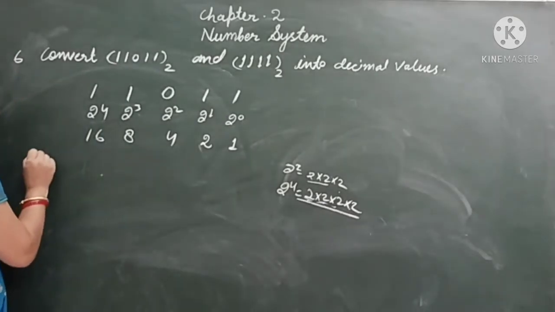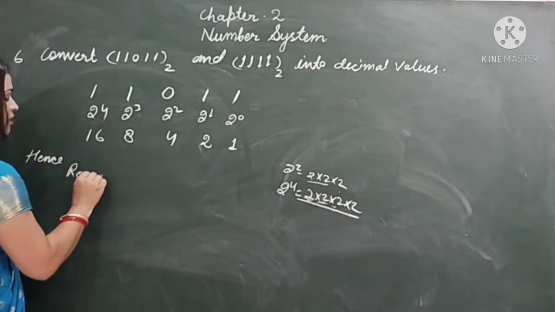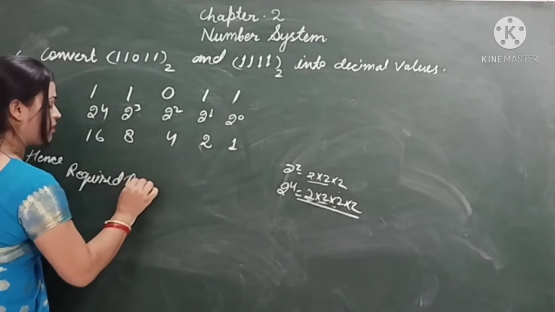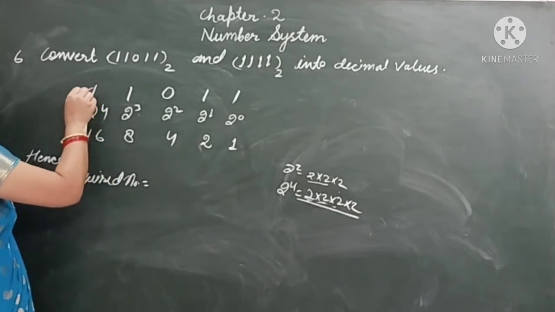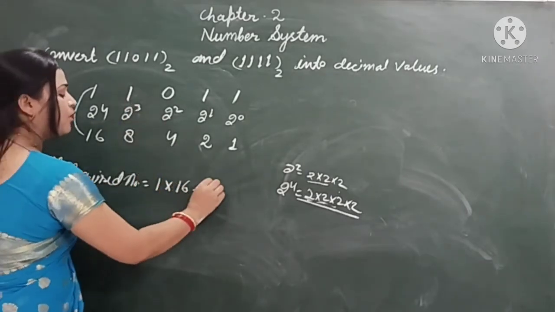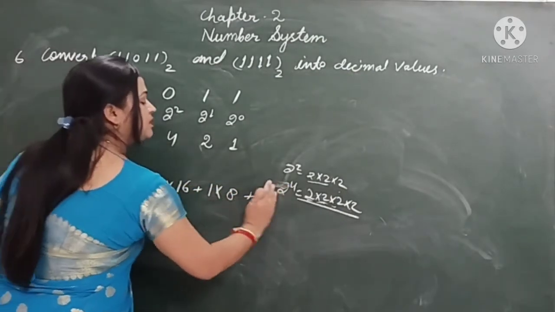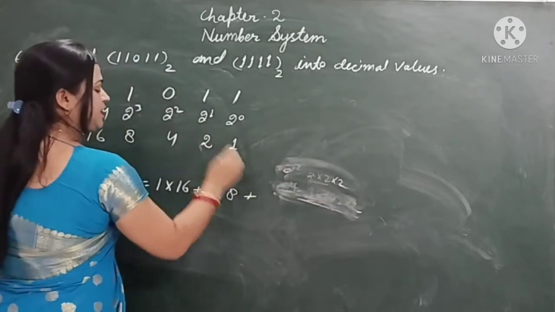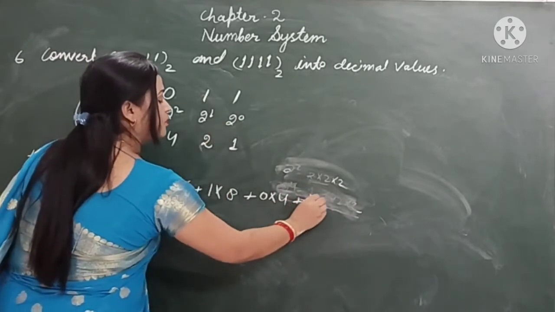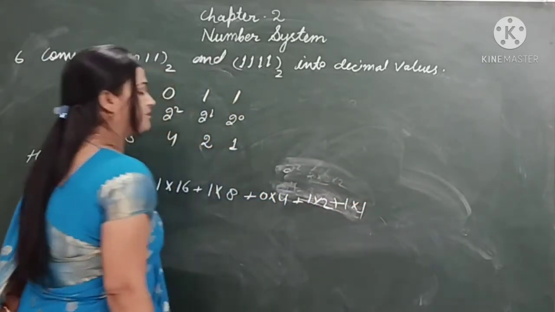We write required number, hence required number is equal to what? Digit into its place value. 1 into its place value is 16 plus next digit 1 into its place value 8 plus 0 into its place value 4 plus 1 into 2 plus 1 into its place value 1.